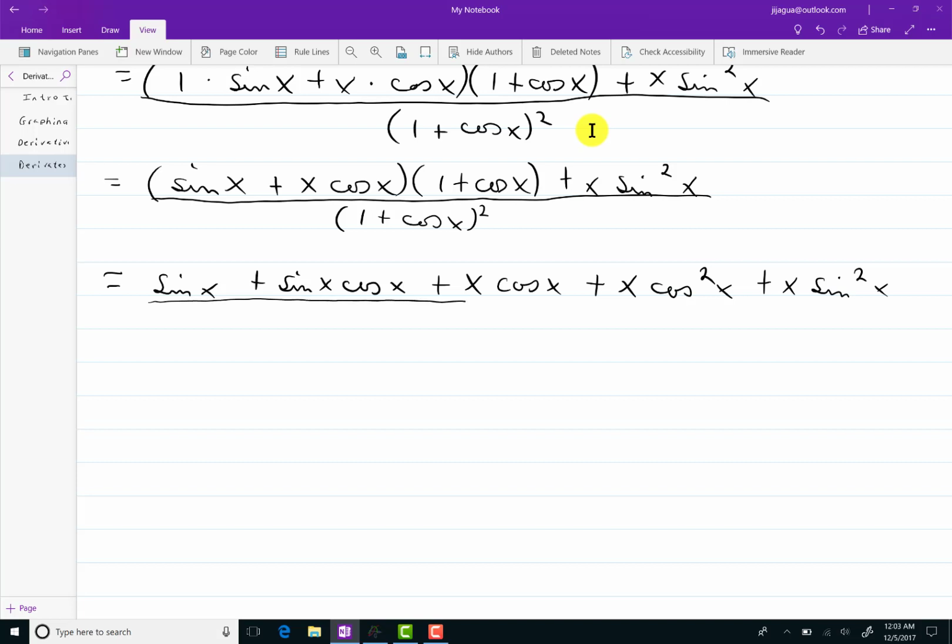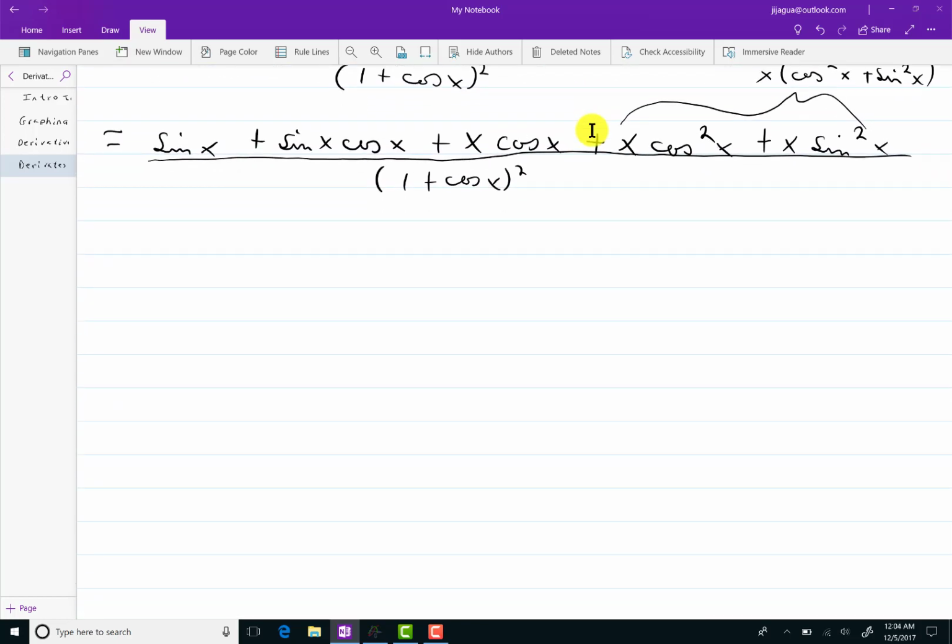And all of that is over 1 plus cosine of x squared. Well, this piece here, x times cosine squared plus x times sine squared, I can factor out an x and write it as x times cosine squared of x plus sine squared of x. And of course, cosine squared plus sine squared is always 1.